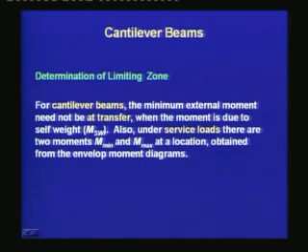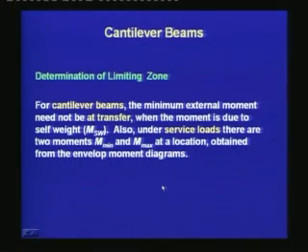For cantilever beams, the minimum external moment need not be at transfer when the moment is due to self-weight. That means when we are trying to determine the limiting zone for a cantilever, we have to be careful that the minimum moment may not be at transfer. The moment at transfer is due to self-weight only. We have to also check the moment conditions under service loads.